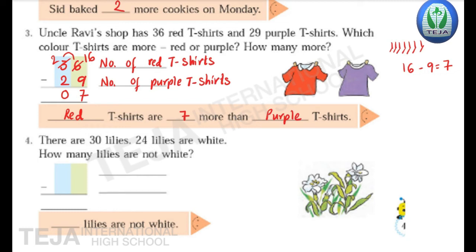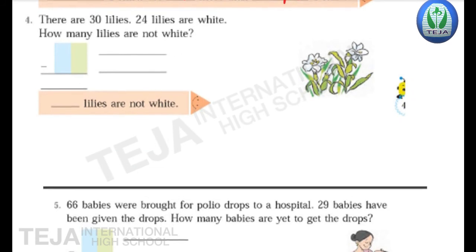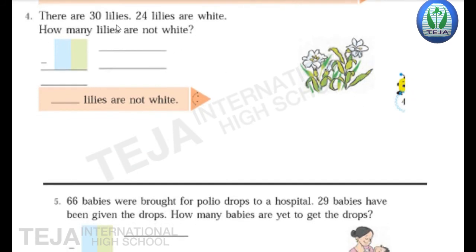Next, fourth question. Here, there are 30 lilies, 24 lilies are white. How many lilies are not white? Here, total 30 lilies are there. Out of 30 lilies, 24 lilies are white and the remaining lilies are not white. They are of other color. Now you have to find how many lilies are of other color.